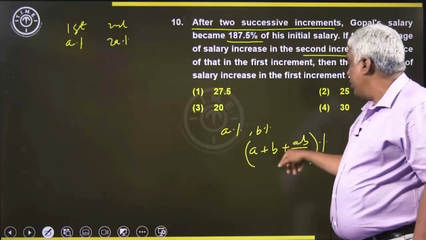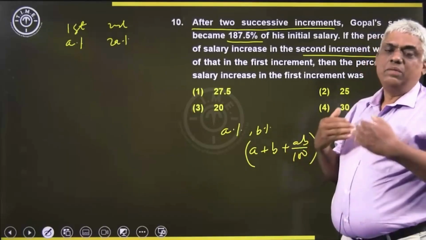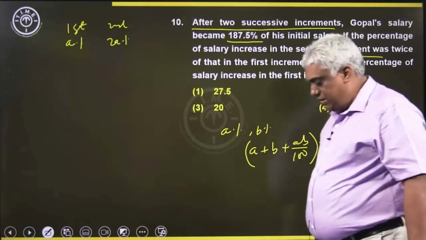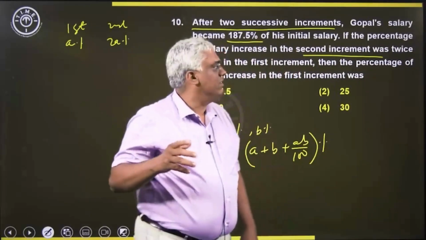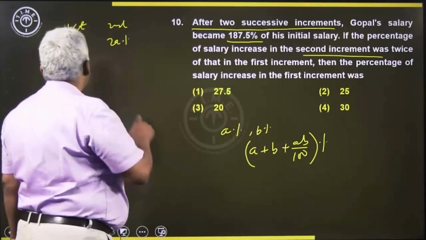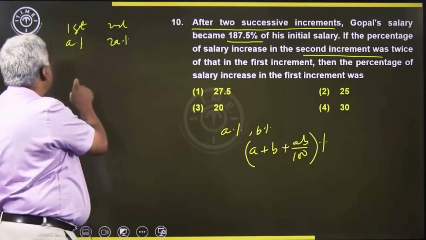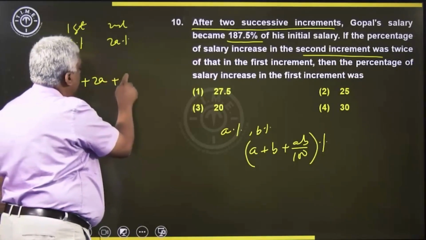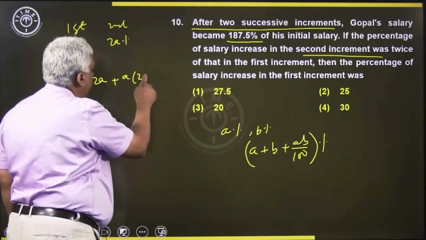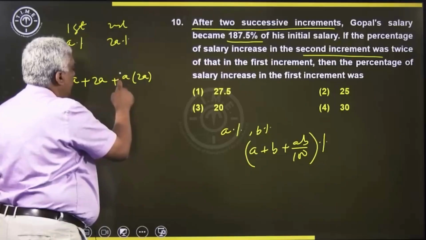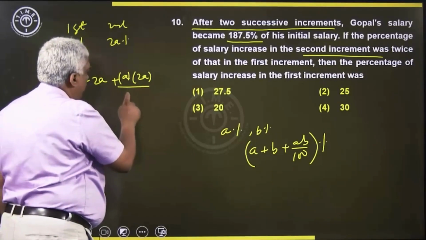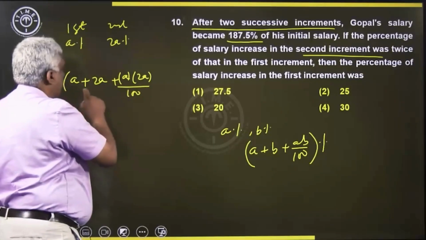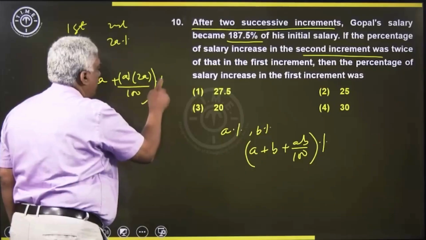If the overall answer comes positive, it means there is an increase; if the overall sign is negative, that means there is a decrease. Here both are increments, so we can apply this formula. The overall change will be A plus 2A plus A into 2A by 100%. This is the overall increment.